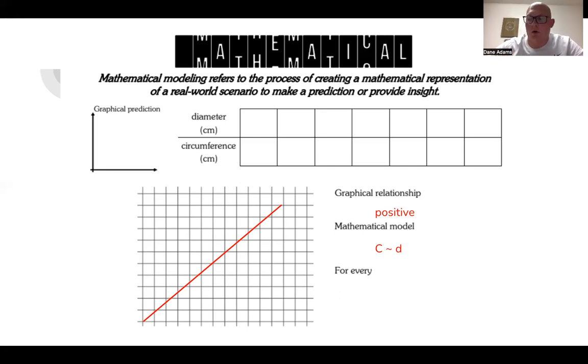So assuming that your graph has equal spacing along the axes, it's clear that the graph is linear, meaning that both values increase at the same rate. Both circumference and diameter increase at the same rate. This is reflected in my mathematical model as an exponent of 1. Now, we don't typically write exponents of 1, and so I left it off.